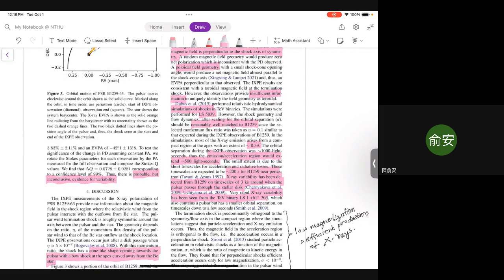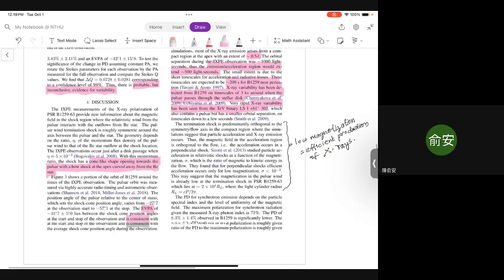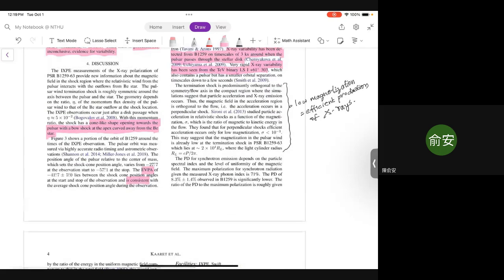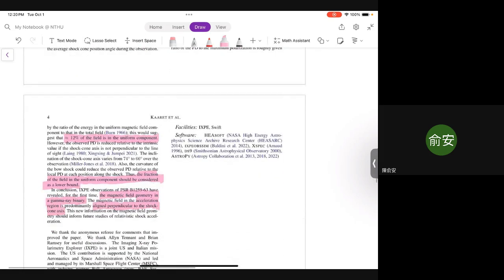When it is passing, they say that the low magnetization, like only 8% is magnetized. So they say that magnetization is less than 10 raised to minus 3. They say that it is because of efficient production of X-rays. Due to the low magnetization, the production of X-rays is efficient.